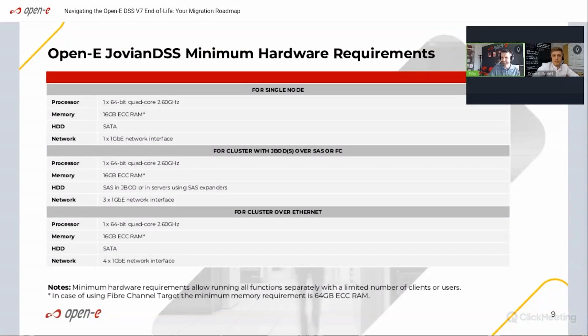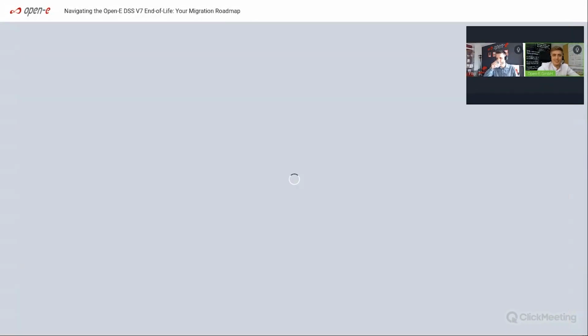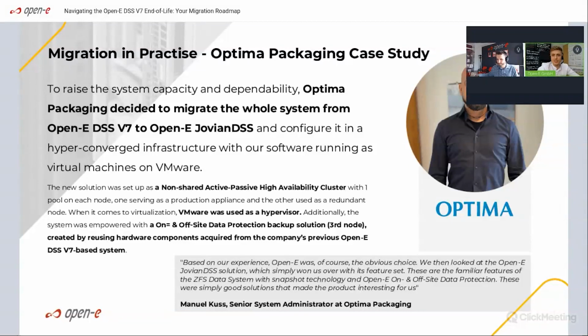Back to Patryk. Exactly. So in some cases, you can use even existing hardware of your existing environment to use Open-E JovianDSS. So this is very good. Thank you very much, Filip. So yes, as Filip explained how it looks theoretically, I will demonstrate how it works in real life. So let's go to the next slide.